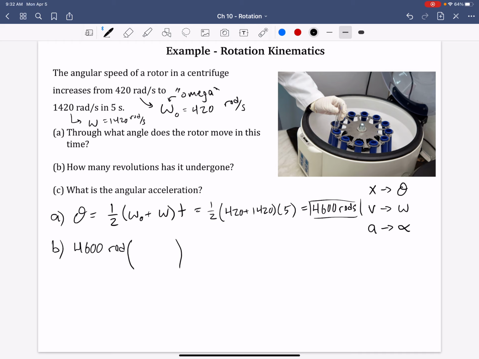We need some conversion factor here, right? Cancel out radians. So we know the factor of 2 pi radians to 360 degrees. And 360 is one complete rotation, or in other words, one revolution. So let's do that. So 2 pi on the bottom, so radians cancel out. And then 360 degrees on top, which will leave us in units of degrees.